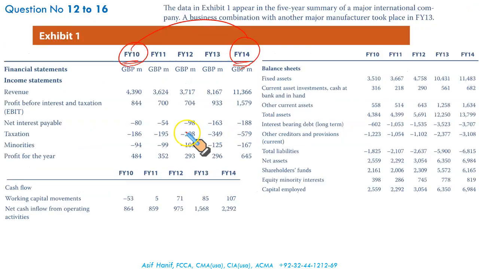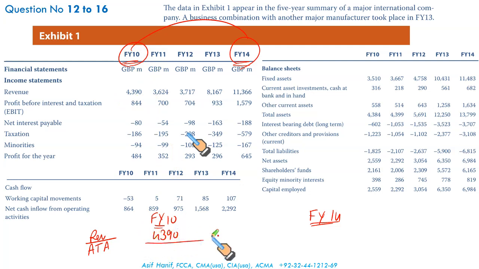Let us calculate this right here. We have the numbers given here. Total assets turnover. All right, here we go. FY10 and FY14. Assets turnover means revenue divided by the average total assets. Mind the word average. Now we have the revenue given here. FY10, the revenue here is 4390.